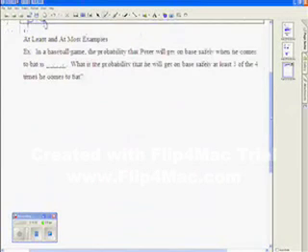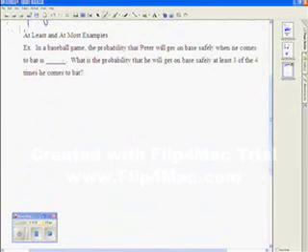So, at least and at most examples. Ready? In a baseball game, the probability that Peter will get on base safely when he comes to bat is 3/7. What is the probability that he will get on base safely at least 3 of the 4 times he comes to bat? There are 3 different ways to do these probability problems: at least, at most, and the one we just did. So this one's an at least problem.